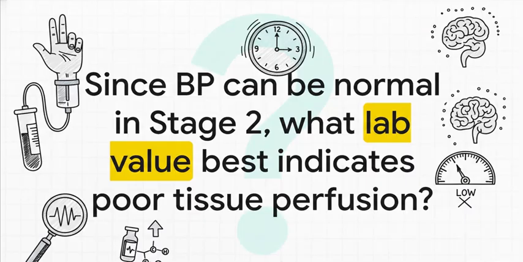I want to leave you with one final thought to really reflect on. We know that in that compensatory stage, vital signs like blood pressure can look deceptively normal. So what single lab value is your most reliable, most objective indicator that tissue perfusion is failing and the patient is getting worse, even when their BP looks okay?